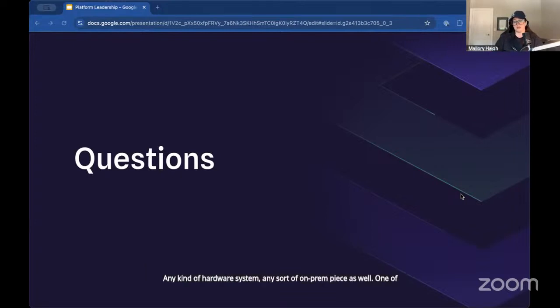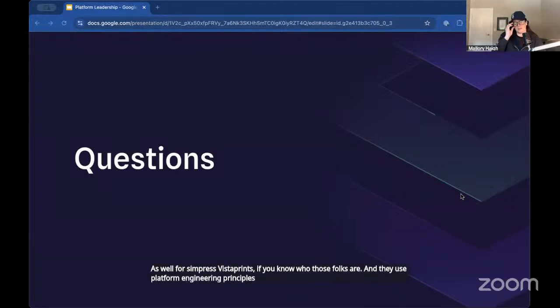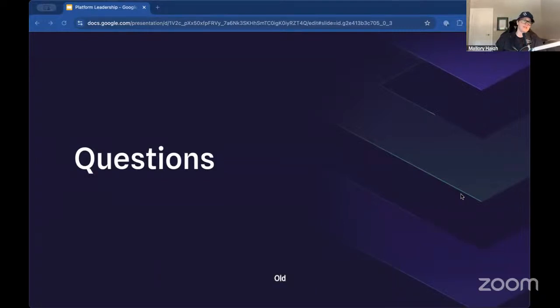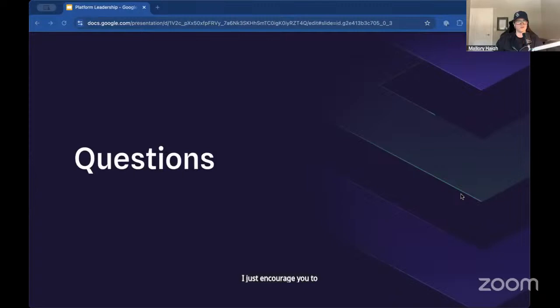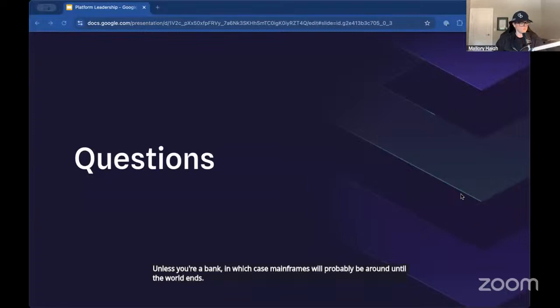One of the teams I work really closely with actually manages quite a bit of hardware as well for Cimpress, Vistaprint, if you know who those folks are. And they use platform engineering principles as well as their internal developer platform to power those on-prem hardware systems as well as their on-prem deployment stack too. And believe it or not, I have heard of older mainframe legacy stuff being brought into platforms too. Obviously, what is supported differs, but having some layer of those included is entirely possible and not unheard of. I just encourage you to think a bit about the future. Is it worth supporting something that might be sunset in the next 5 to 10 years, unless you're a bank, in which case mainframes will probably be around until the world ends. It's a good question though.